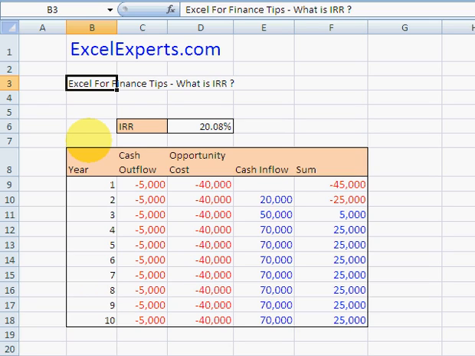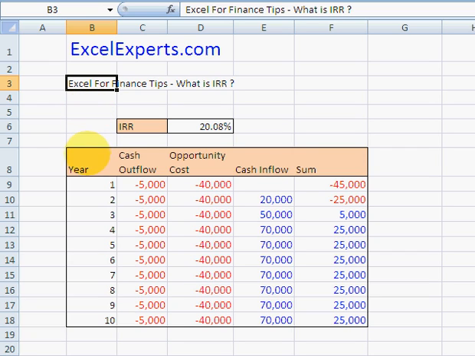Today we're trying to answer the question, what is IRR, or the IRR function in Excel, which is internal rate of return. And I thought a useful way to explain this would be to come up with a real life example of starting a business.